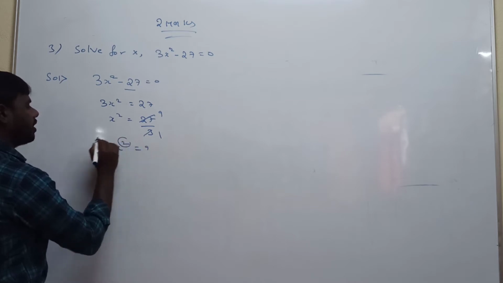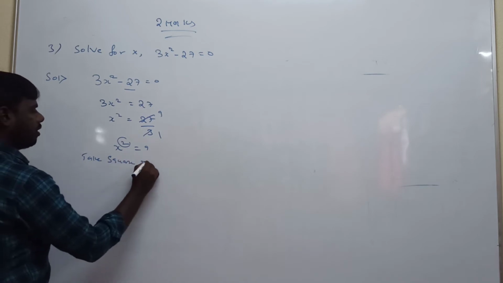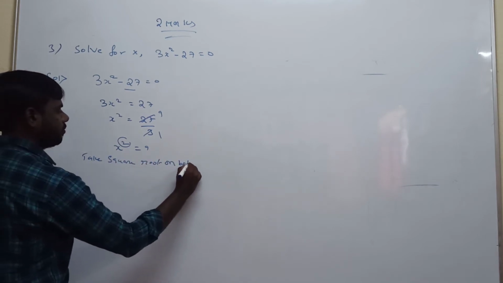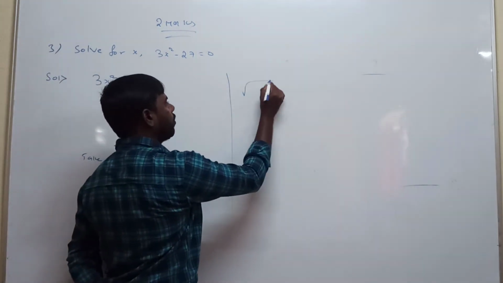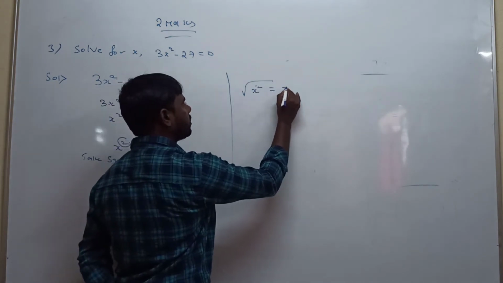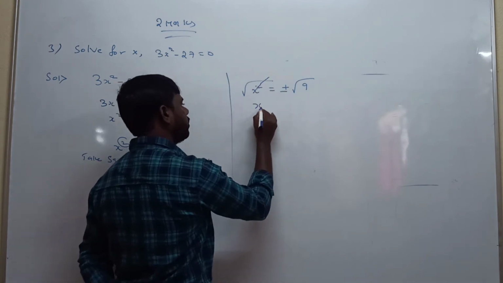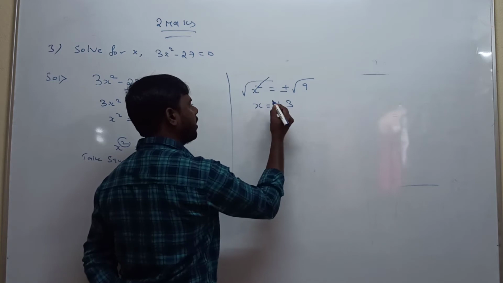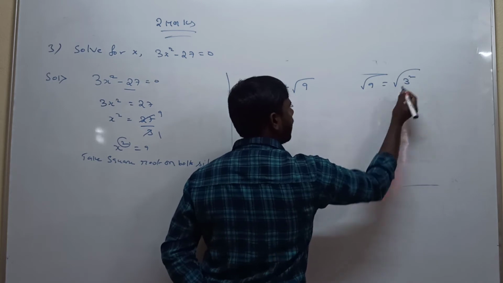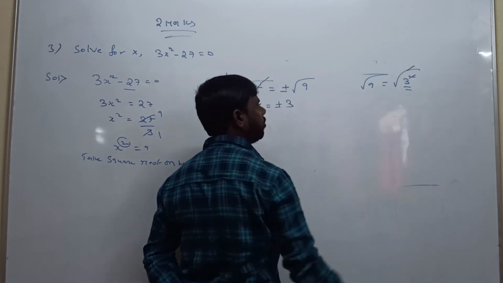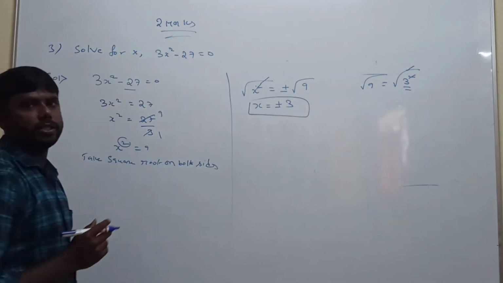So to eliminate the square, take the square root on both sides. Whenever taking the square root on both sides, on the right side you put plus or minus the square root of 9. Square root and the square get cancelled. x is equal to plus or minus root 9, whose value is 3. Root 9 can be written as 3 square, whose value is 9. So the square root gets cancelled. So the value is 3. That's why root 9 value is 3. So x is equal to plus or minus 3.